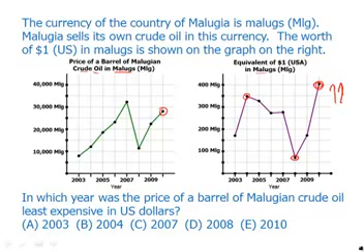But notice that when we're at this high point here, it's one of the lowest prices here. So this is the second highest point on this graph and the second lowest point on that graph. That's a winner, because in that year, which is 2004, we're buying a lot of Malugs with our US dollar, and it doesn't cost that many Malugs to buy a barrel of crude oil. So that's our winner, answer choice B. That is a very hard question.